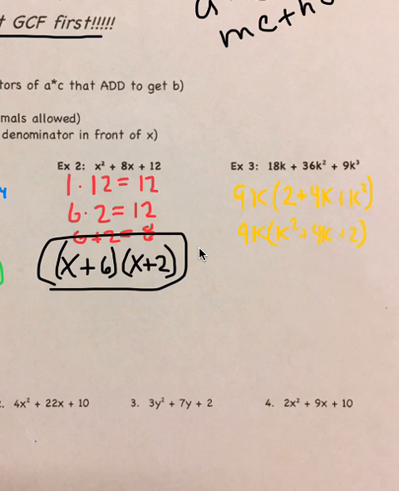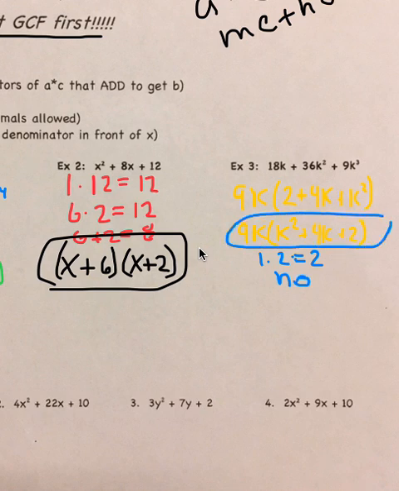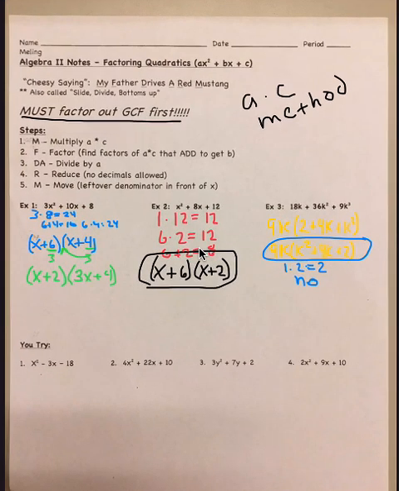So when we do A times C, we get 1 times 2 equals 2. Now, are there any two numbers that multiply to 2 and add up to 4? Well, the answer is no. So this is all we can do when we're factoring. That's as far as we can take it. Okay? So if we can't factor anymore, that's all we can do.